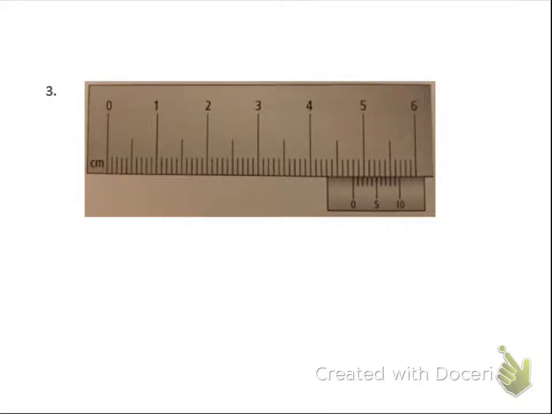So this one's a bit of a trickier one, but if you can see really closely, this 0 is not quite yet at the 4.8. It is just before it. It's a little bit hard to see because this is a picture of a book, but it is not quite at the 4.8, so it's just before it. So we've got 4.7 centimeters.